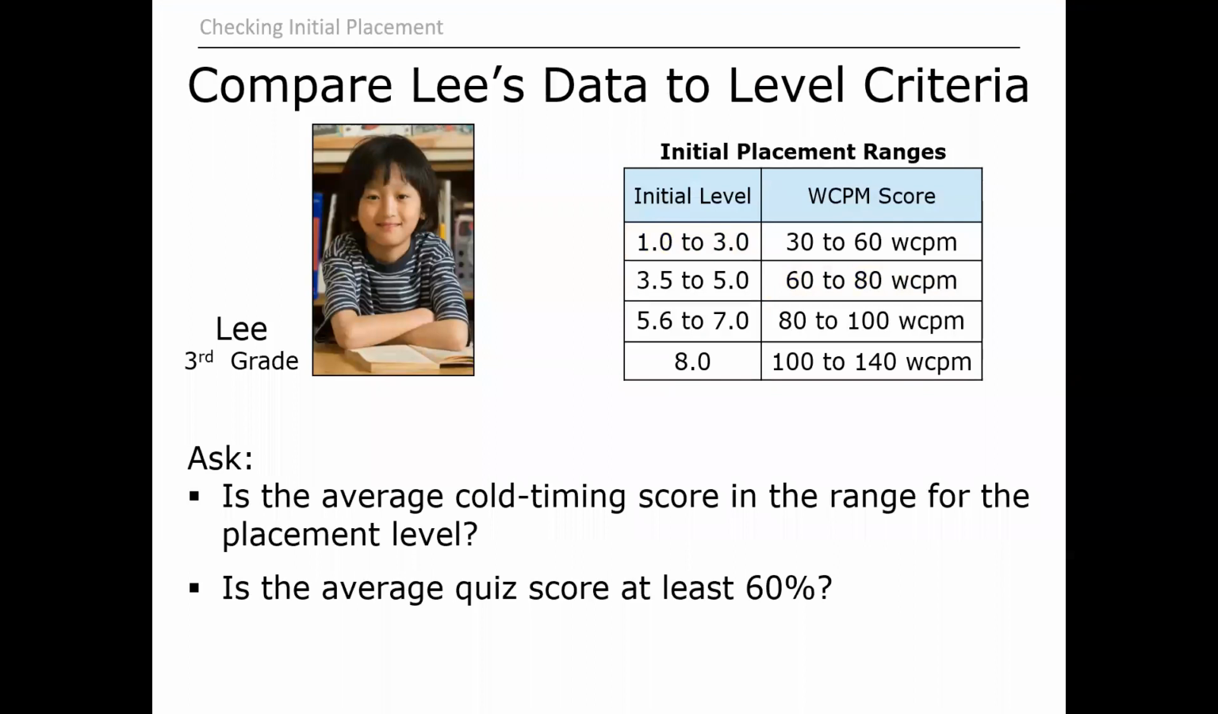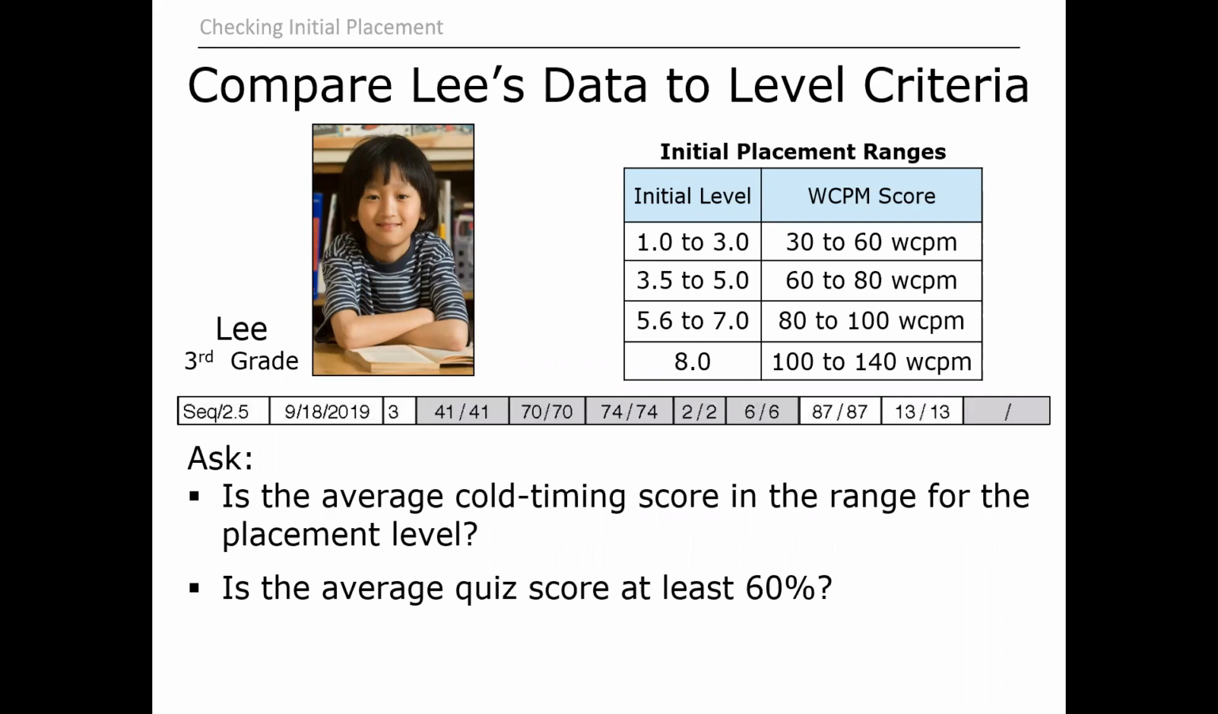So we can look at our final example today. Our final student is Lee, and Lee is a third grade student. Here's his data. Try to find the level he's working on with your eyes. It's this first section right here. He's working in the sequence series, level 2.5. Again, that is this first row. His initial level is between 1.0 and 3.0, and we want his words correct per minute to be within that range.